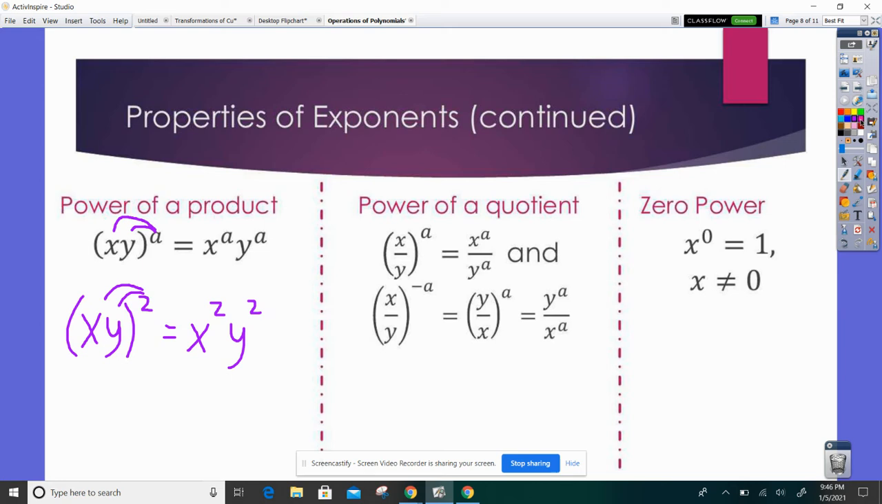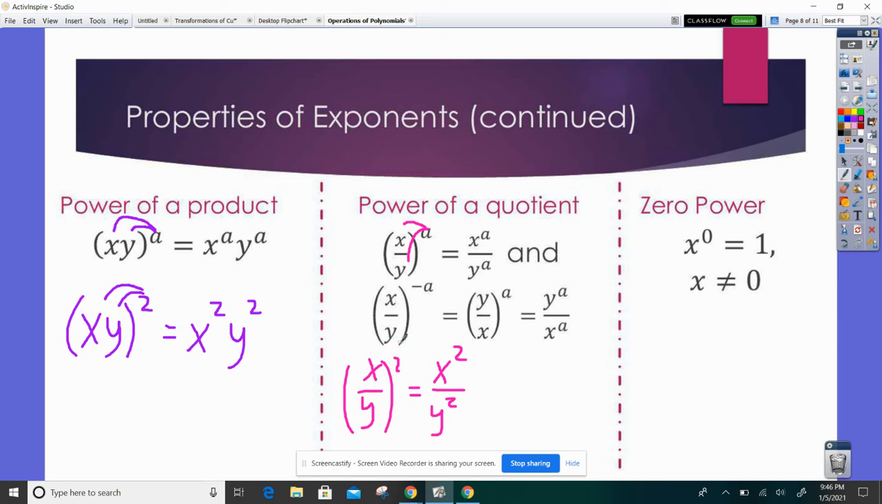Similarly, with quotients, it does the same thing. If you have a quotient to some power, it goes to both the numerator and the denominator. Okay, so for example, if I had x over y to the power of 2, that would give me x squared over y squared.